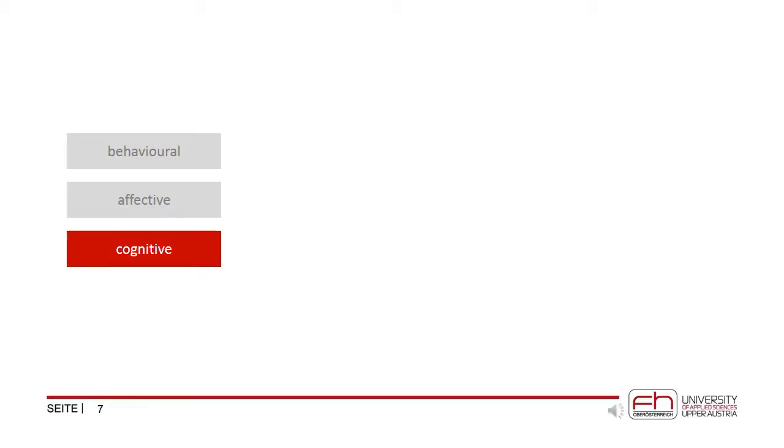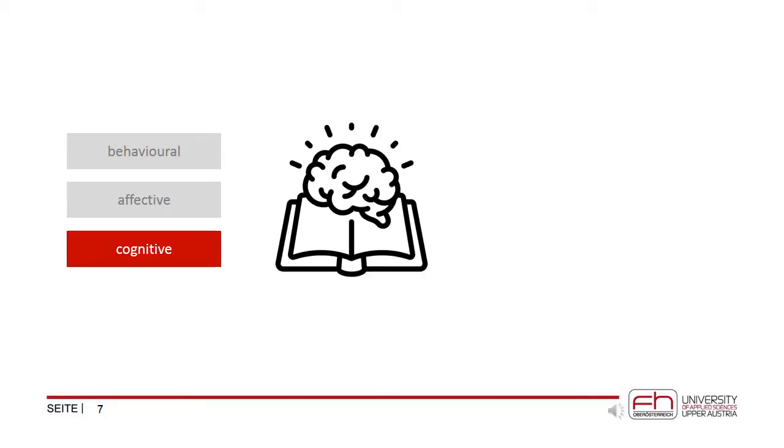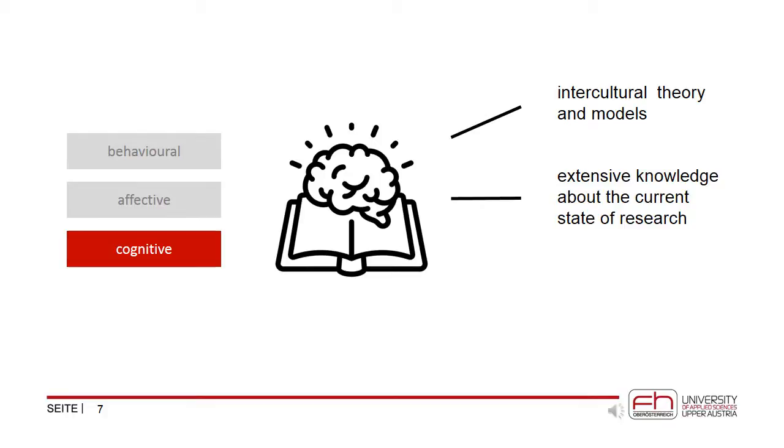First, cognitive learning goals are set in the area of knowledge and understanding. Students are confronted with intercultural theory and models. They are given extensive knowledge about the current stage of research, and they are encouraged to link this with cross-references and their previous knowledge bases. Essential here is the acquisition of knowledge about how culturally socialized patterns influence human behavior and actions.